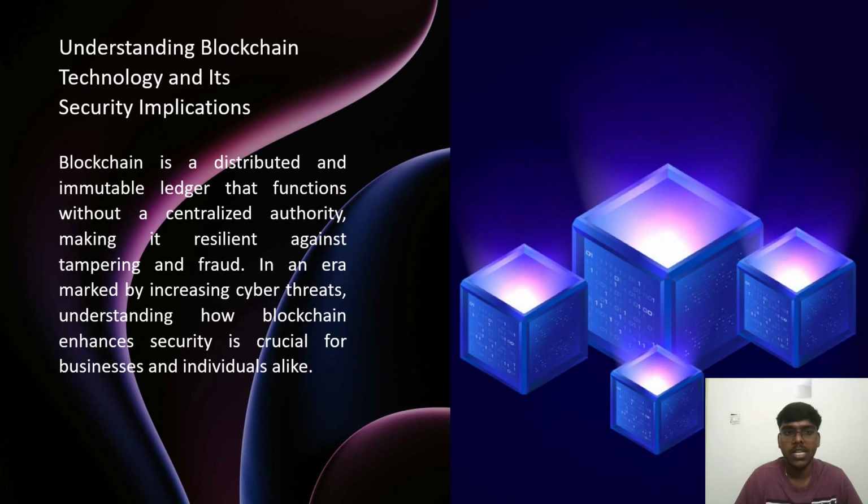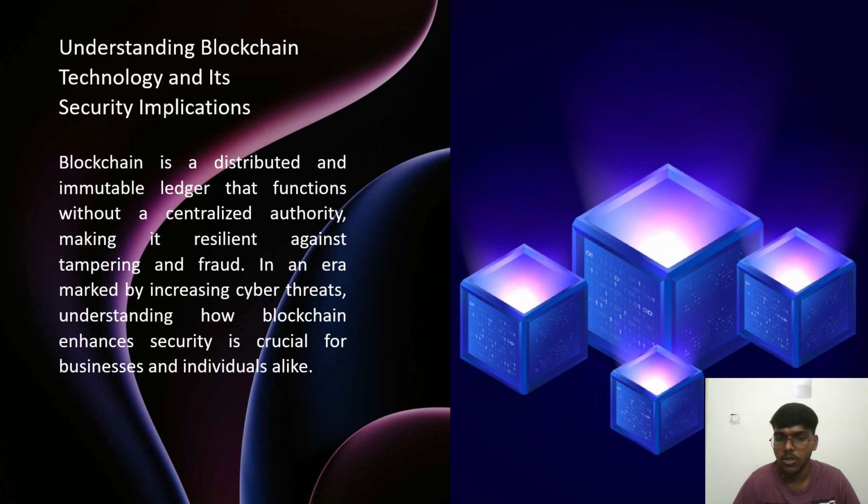In this slide, we'll understand blockchain technology and its security implications. First, let's understand blockchain in simple terms. Imagine a notebook where you and your friends keep recording transactions. But here's the twist. Everyone has a copy of the notebook, and whenever you write something in it, all copies get updated instantly. This is what blockchain does. It's a distributed and immutable ledger.